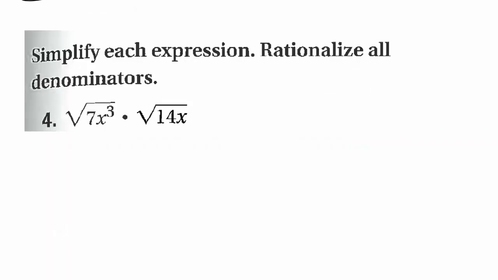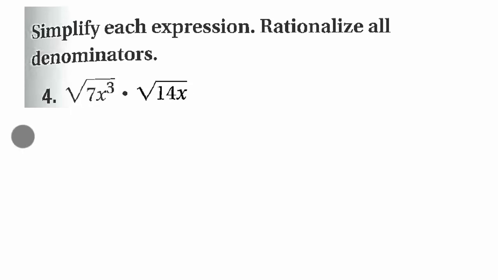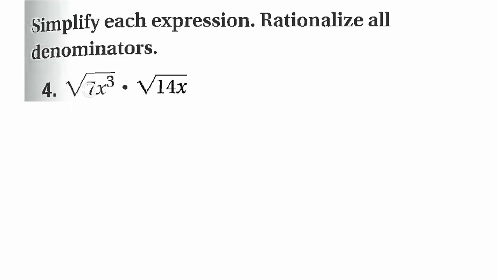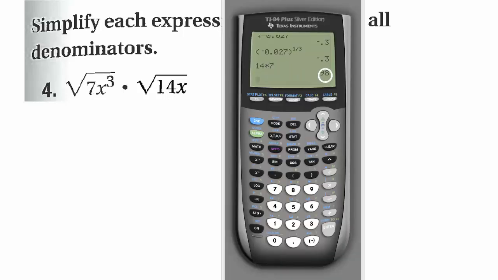In the next section, we're performing operations, either adding, subtracting, multiplying, or dividing on radical expressions. So we're going to multiply the 7 and the 14. That's one option. If you take 7 times 14, you're going to get 98, but then you have to take that 98 radical and reduce it.